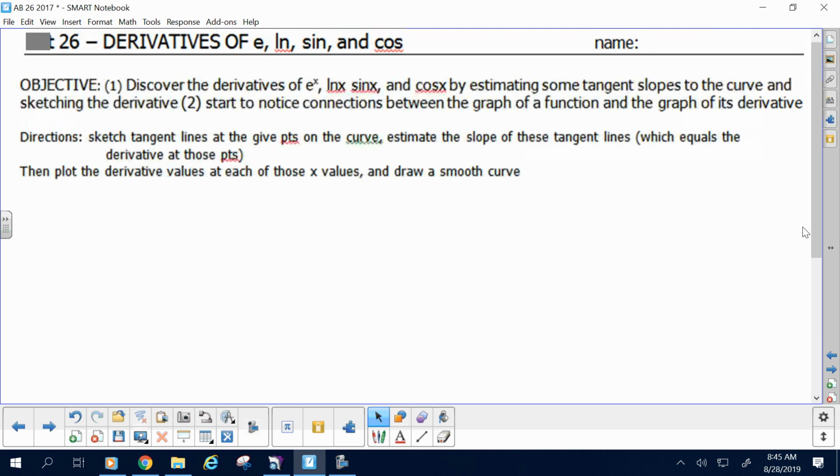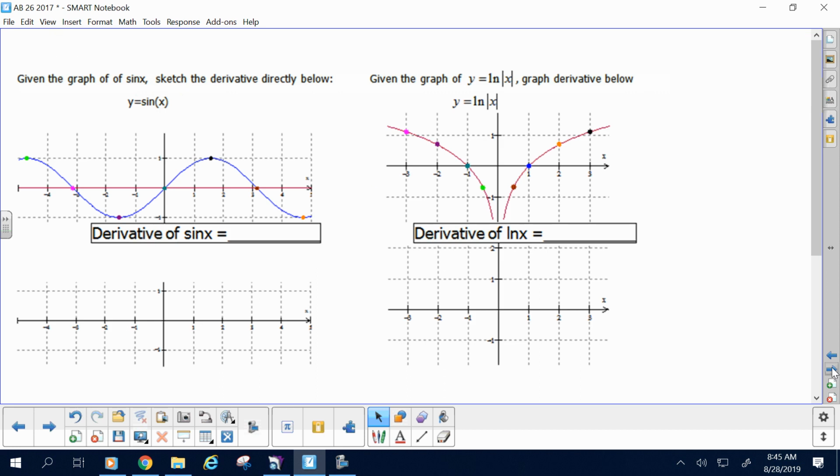Is there nothing in here? What's going on? Is this what you have there?